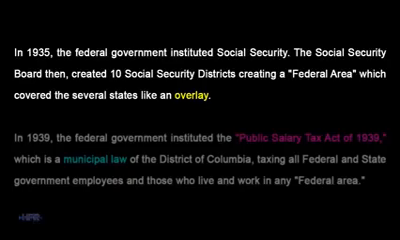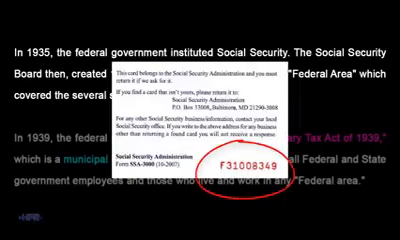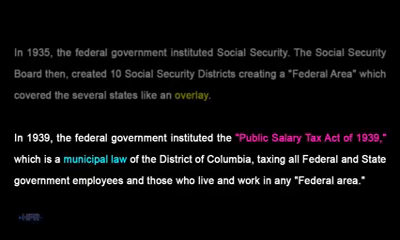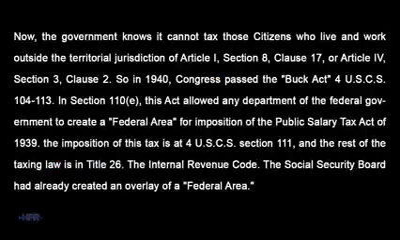The Social Security Board then created 10 Social Security districts, creating a federal area which covered the several states like an overlay. In 1939, the federal government instituted the Public Salary Tax Act of 1939, which is a municipal law of the District of Columbia taxing all federal and state government employees and those who live and work in any federal area. Now the government knows it cannot tax those citizens who live and work outside the territorial jurisdiction of Article 1, Section 8, Clause 17, or Article 4, Section 3, Clause 2.